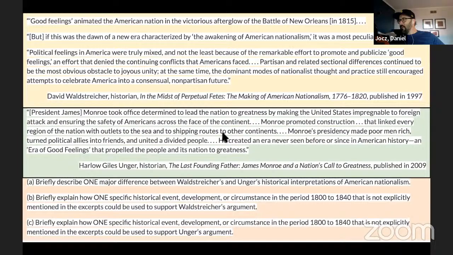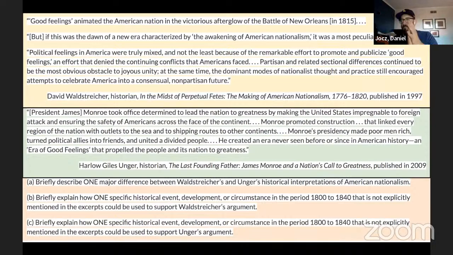And if you were to do this, there's so many things. Let's just think for a moment how you might respond to this particular question. Basically, source one, David, we go, he lets me call him David. David is arguing that Americans are still divided during the era of good feelings. Yes, there's nationalism, but there's still tension between different parts of the country. Whereas Harlow argues, no, this is nationalism. It's all love. People were feeling good during the era of good feelings, and the era of good feelings represented a new era that we haven't seen since. It was beautiful.